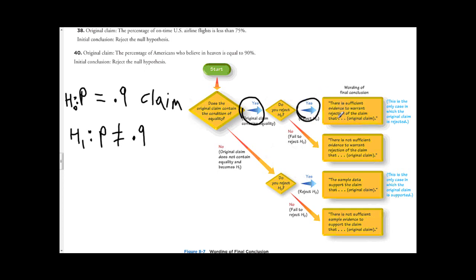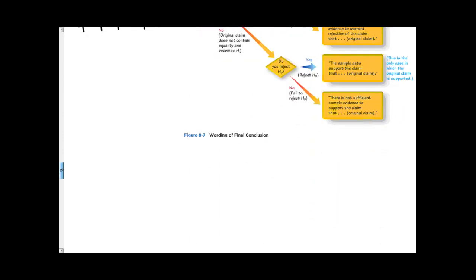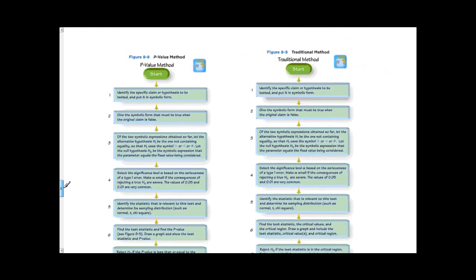So how we would word our final conclusion in terms of the original claim is, there is sufficient evidence to warrant the rejection of the claim that the percentage of Americans who believe in heaven is equal to 90%. So that's how we'd word it. We just read the yellow box and then read the original claim. So that's how we word our final conclusion. You just need that chart.